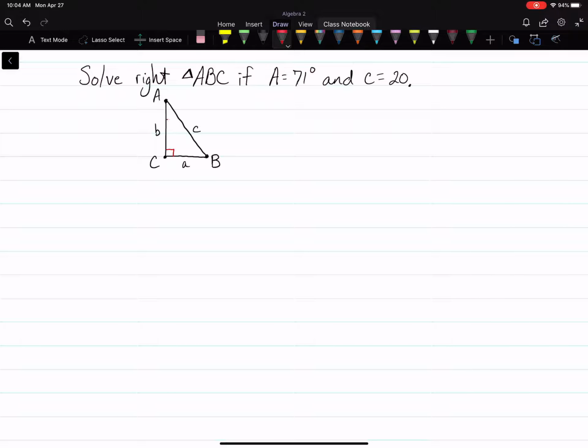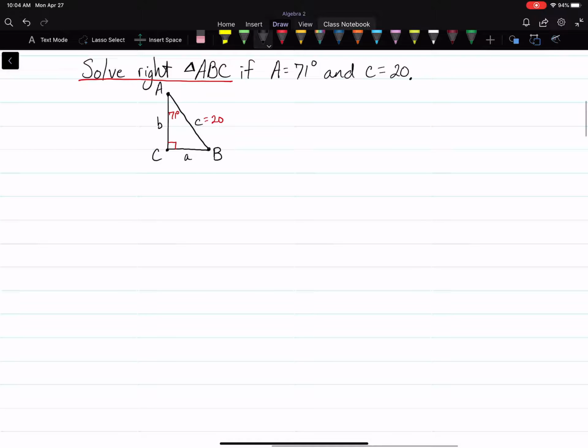It says angle A is 71 degrees. Now, to me, that angle doesn't look like 71 degrees, but the drawing doesn't have to be drawn to scale. So that's 71 degrees. It tells us C equals 20. And like I said before, we have to solve the right triangle. That basically means we have to find all the missing parts of the triangle. They've given us 3 parts. We have to find the other 3. So the 3 parts they've given us, we know angle C is 90 degrees because it's a right triangle. Angle A is 71 degrees, and side C, the hypotenuse, equals 20.